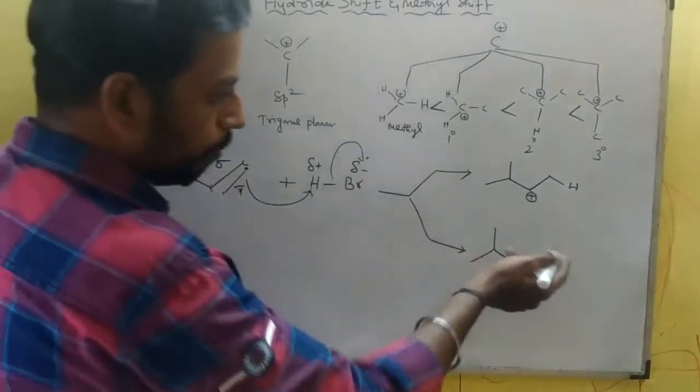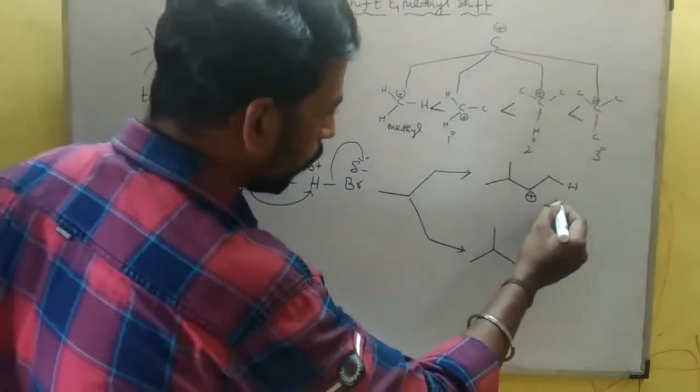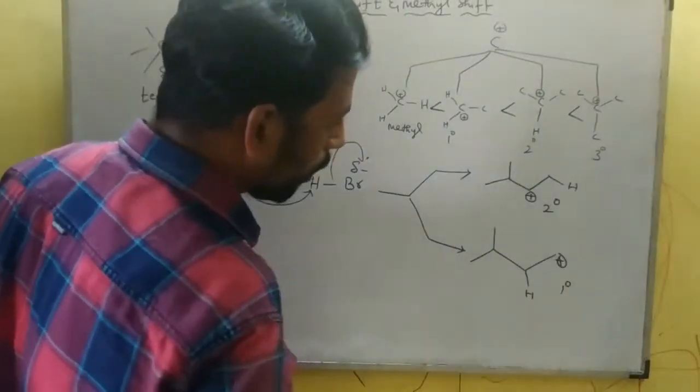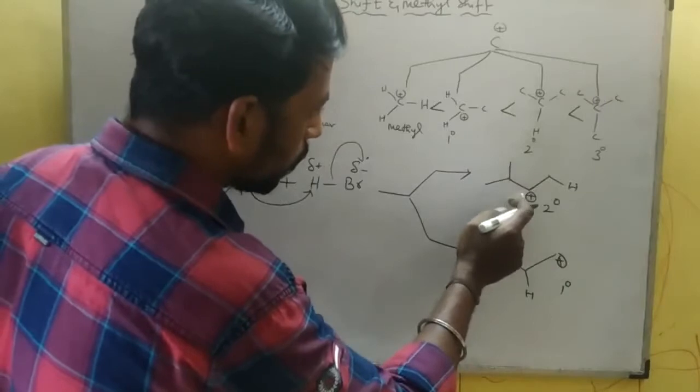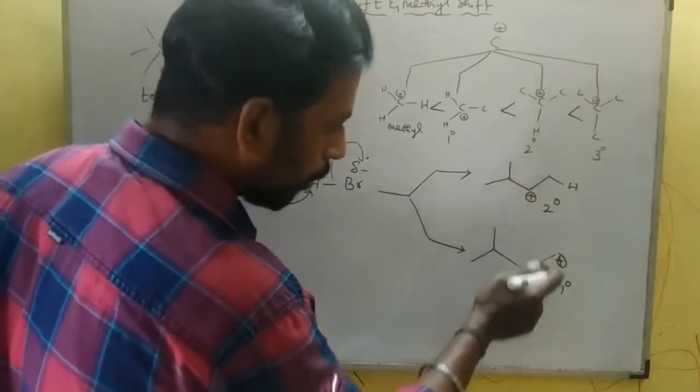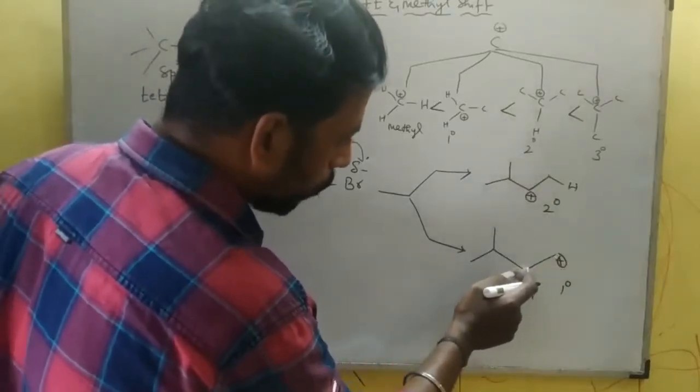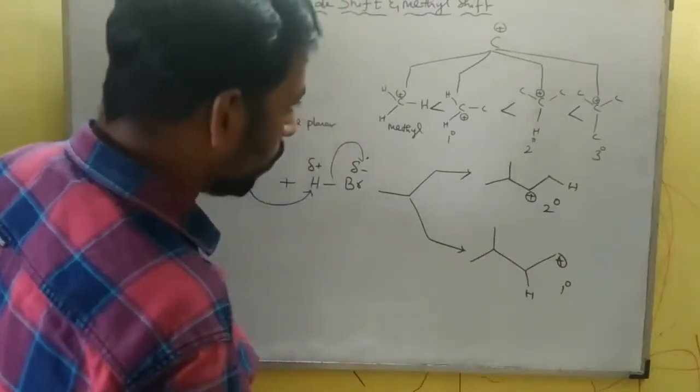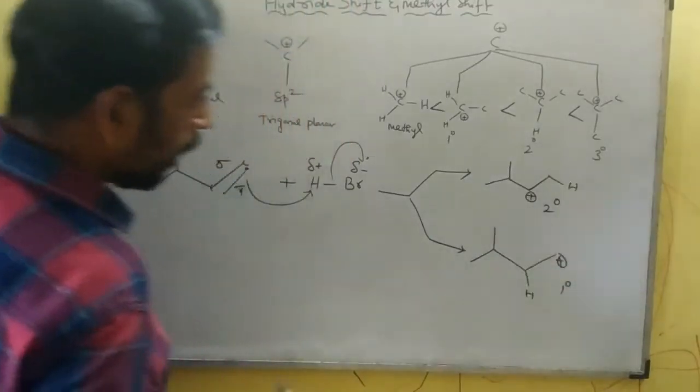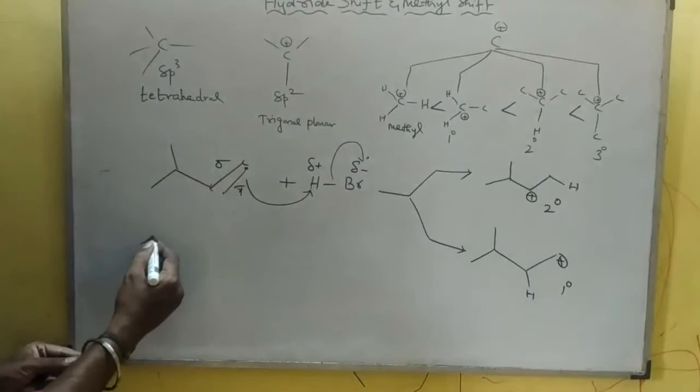Now look at this carbocation. This is your secondary carbocation, because this carbon is attached to two carbons. The other is a primary carbocation, because this carbon is attached to only one carbon. So this secondary one is more stable.